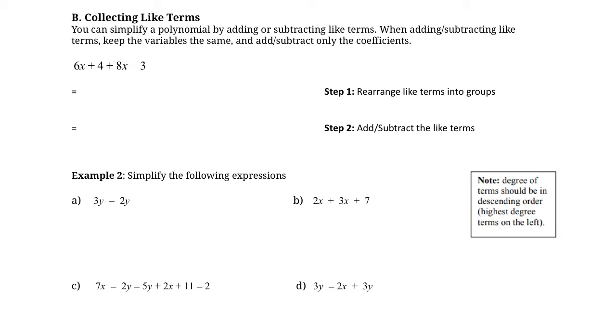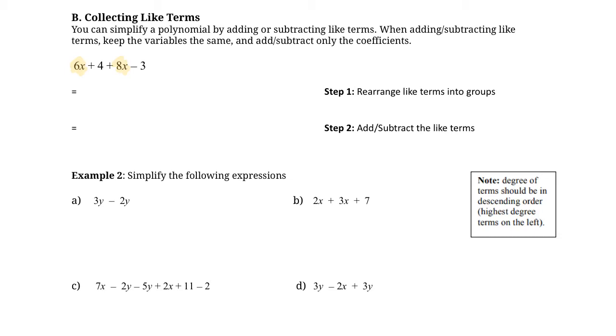Okay, so what does this all mean? So our first step is to rearrange or collect like terms. So I'm going to scan my expression, and I'm going to look for things that match up. So what I notice is that I've got a 6x, and do I have any other terms that also have an x? And as I scan, I see that there is an 8x. So these two terms are like terms.